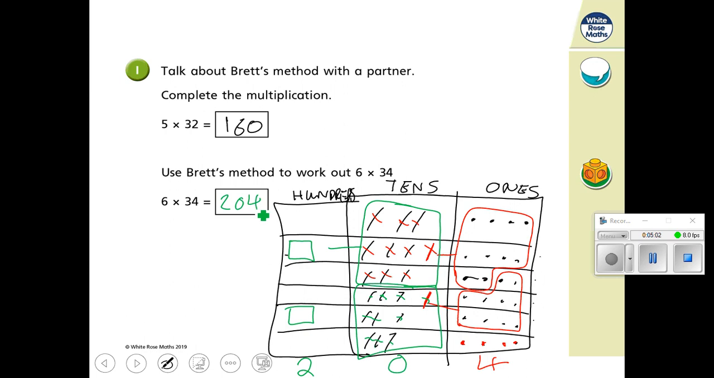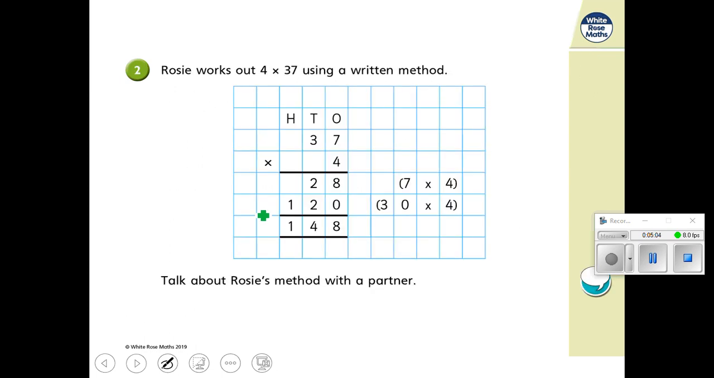Okay, next question, please. Rosie works out using a written method. So what Rosie's doing is she's doing 4 times 7 makes 28, and then she's doing 4 times 30, which is 120, and then adding those up, so 8 add 0 makes 8, so that's correct. 2 add 2 is 4, that's correct, and that's 1, so 140. Okay, that's how that one works.